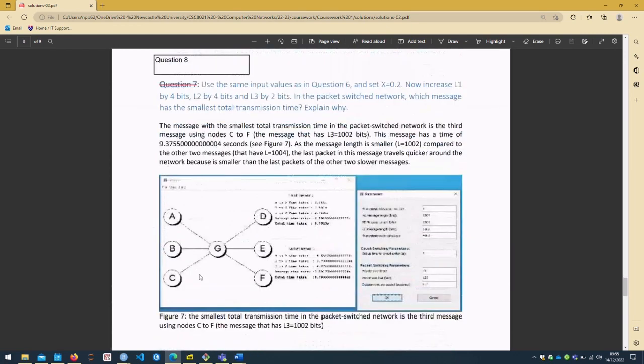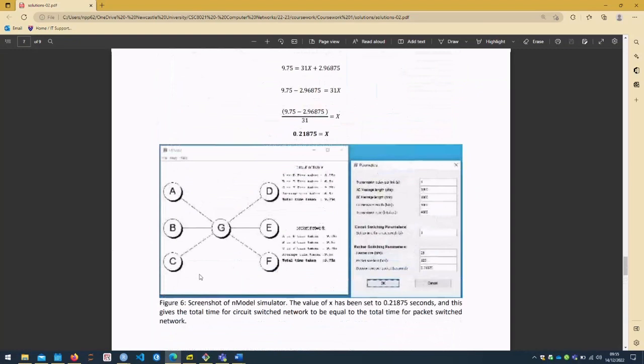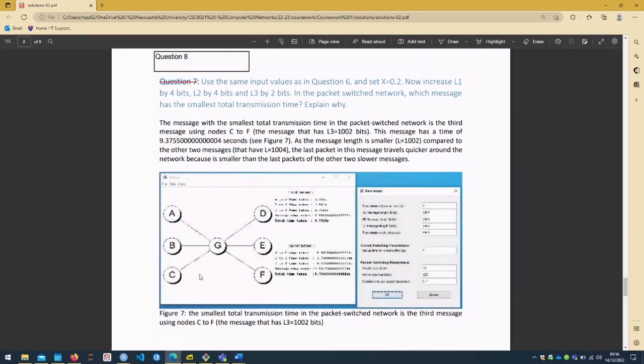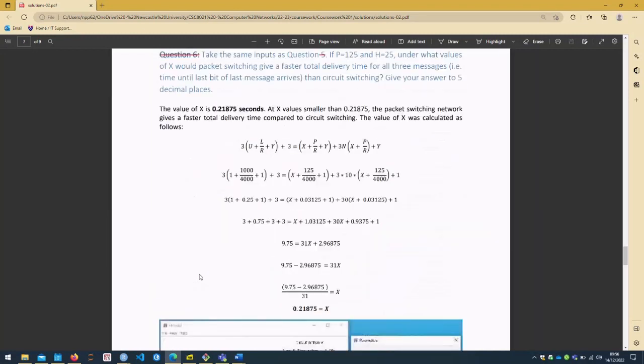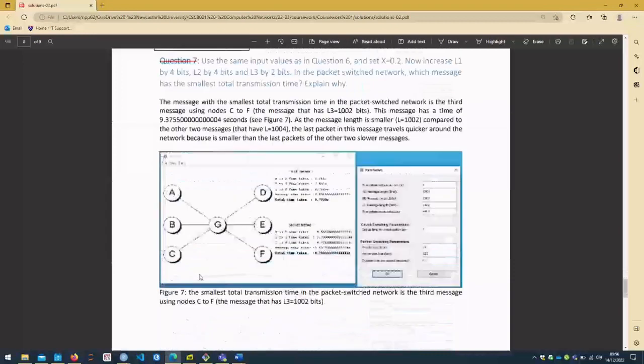So questions 8 and 9 basically just had to use the simulator, since they don't give you the formula for calculating the total transmission time for individual messages, or taking into account the value of individual messages. So in this case you'd have to use the network model to get the answer to this question.